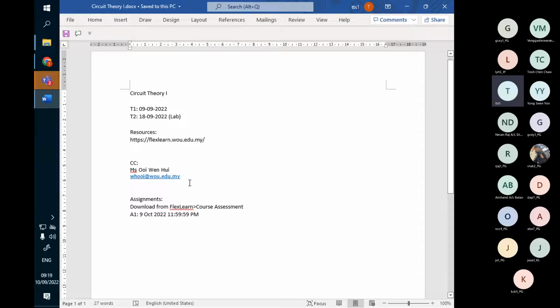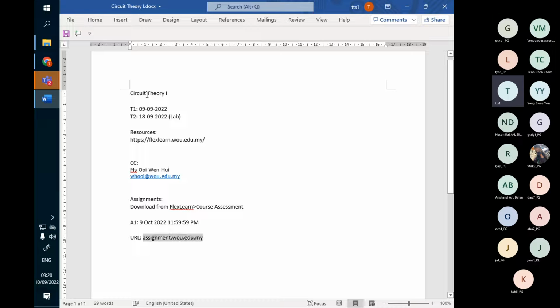The most important thing, of course, is the assignment. Due date. A1 due date. The URL, I remember, is the assignment... correct me if I'm wrong. I think it's assignment.wou.edu.my. You have to come in here to submit your assignment. Let me see whether this is valid or not.